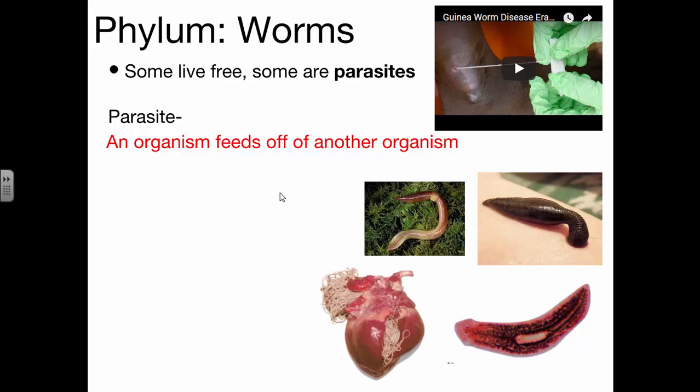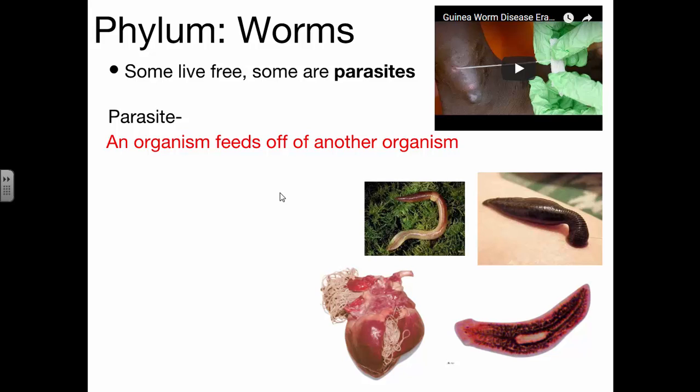So this is the heart from a dog. And what you see filling up the heart is a parasitic worm. That's what they mean by heartworm. If you have a dog at home, you give them those little chews that look like brown pieces of meat, usually called Heartgard. That's a medicine you give your dog to prevent them from being infected by this parasitic worm.